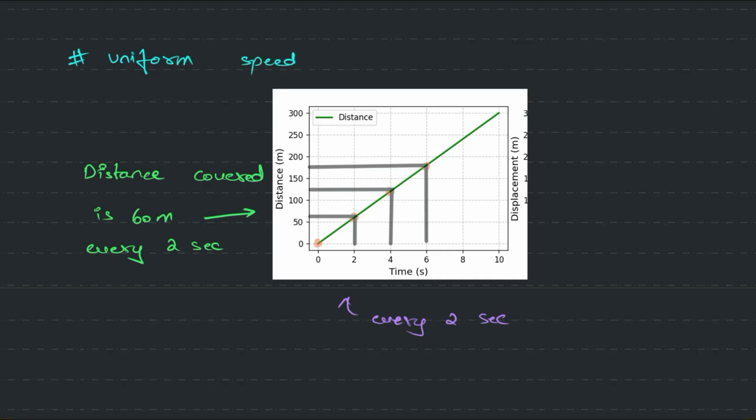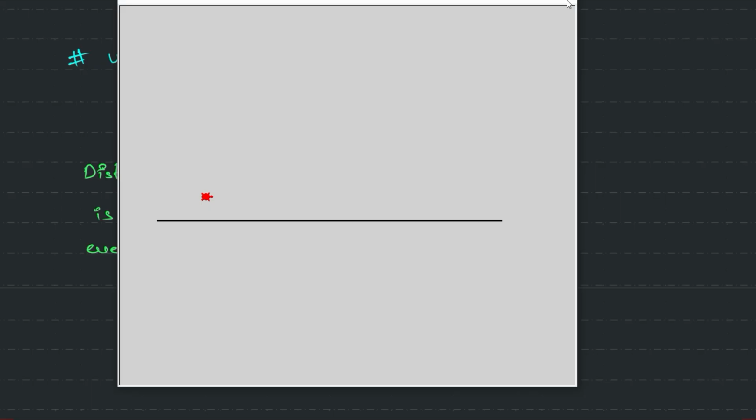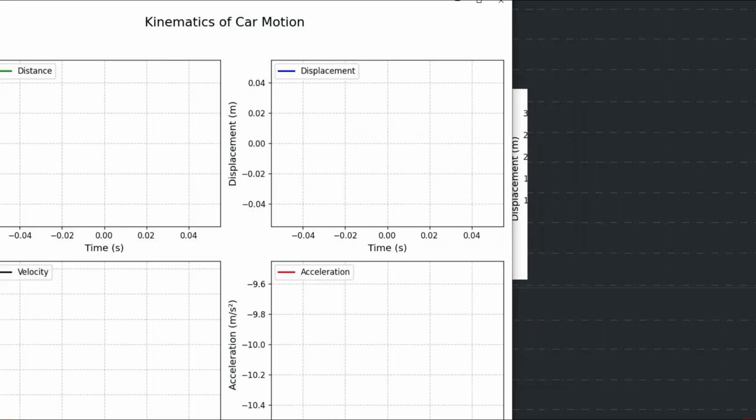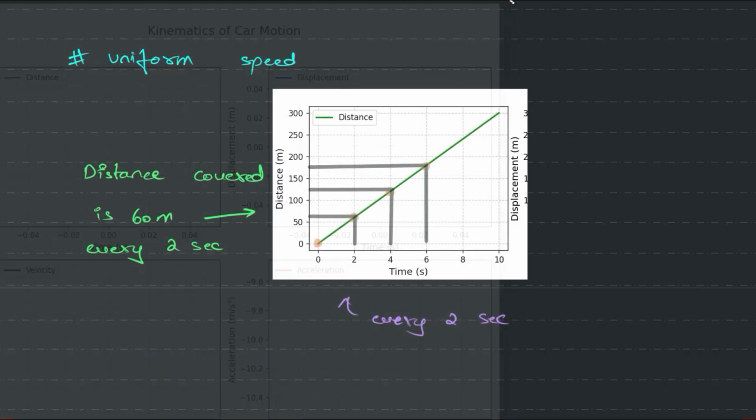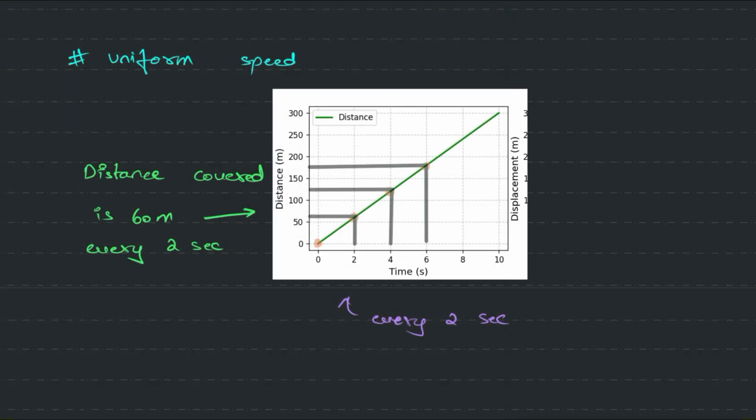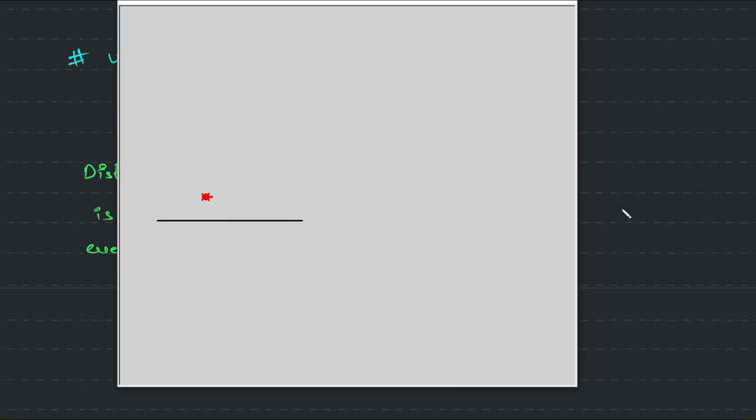So non-uniform, how does it look like? We'll do that as well. Actually, this would be a bit too much. One minute. Let me change some values. Yeah, this would be better. Okay, let me show this.